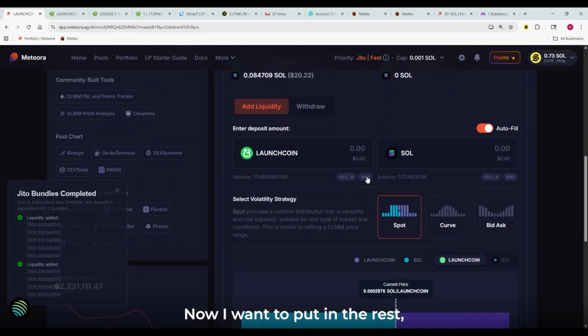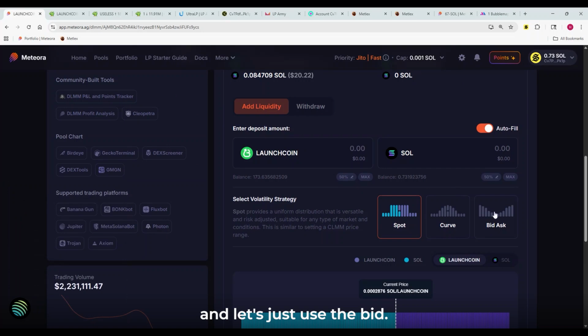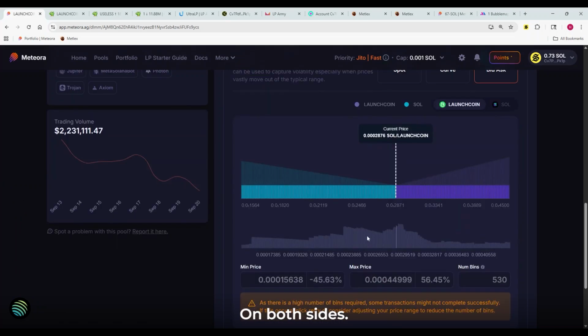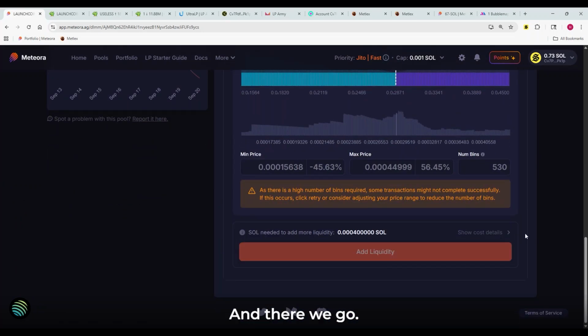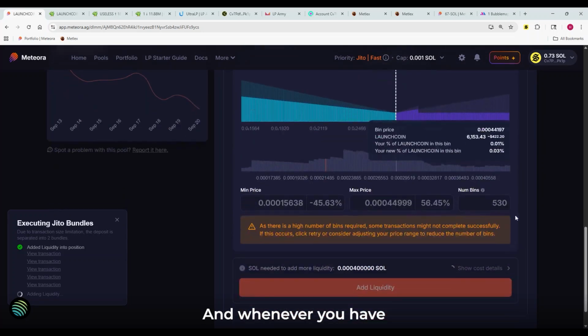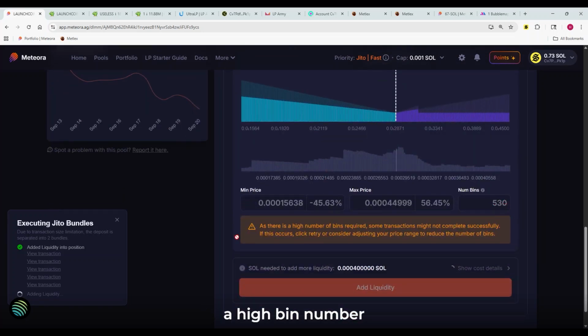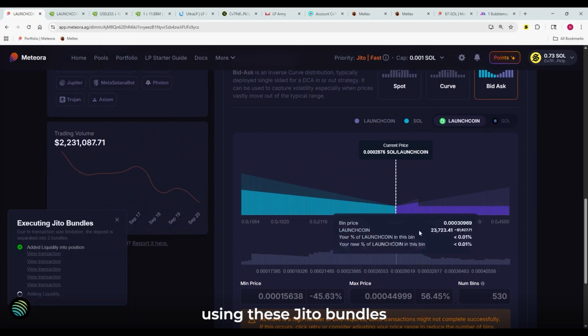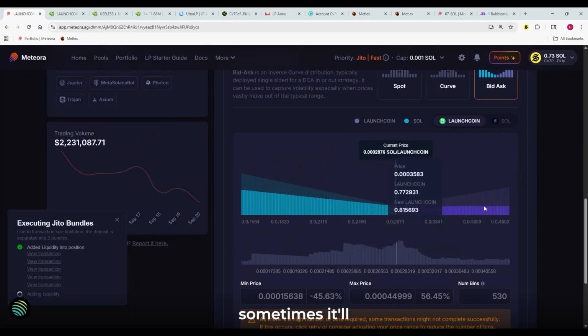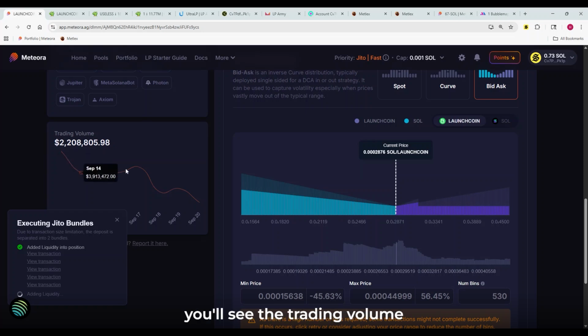Now I want to put in the rest, and let's just use the bid ask for this on both sides. And there we go. Waiting. And whenever you have a high bin number and it's using these Jito bundles, sometimes it'll end up making a funky shape on your liquidity. That's just kind of like how it is. We're still waiting for this to finish. I don't know if I talked about this yesterday, but in the pools here, you'll see the trading volume over the last week or 7 days, I think.